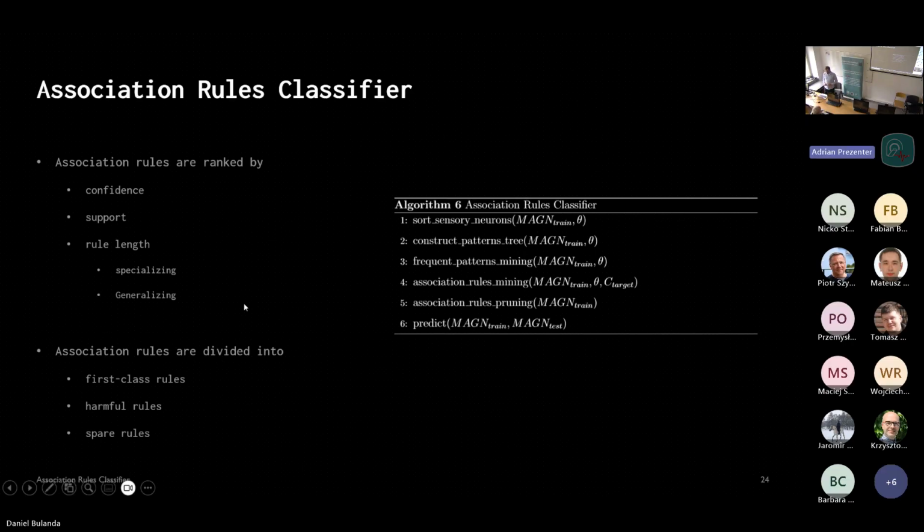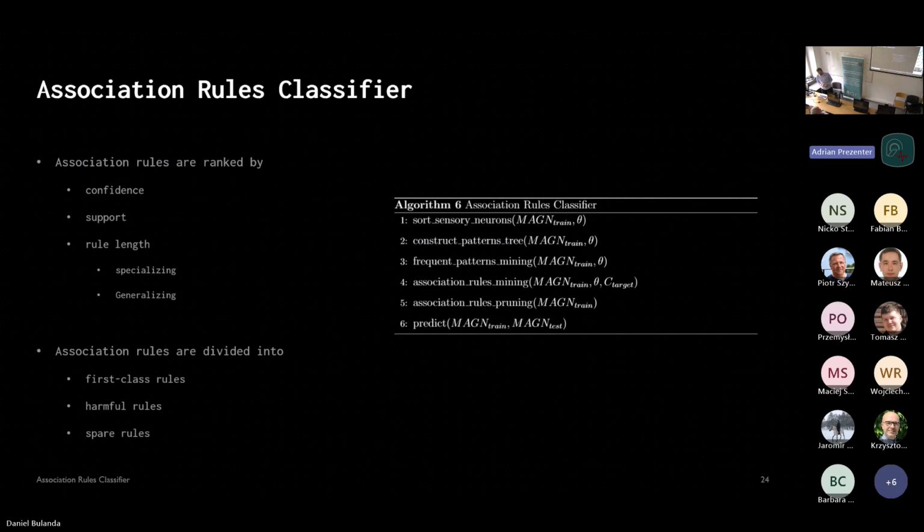Based on that, for a given task, because this is a classifier, so we classify things, we need to assign classes to test examples. For the sake of the classifier, we use those rules and divide them into three main categories. First-class rules. Those rules are confident enough to be sure that if a given rule exists, then our classifier can't do any better. So we just assign the class which is represented by the rule.